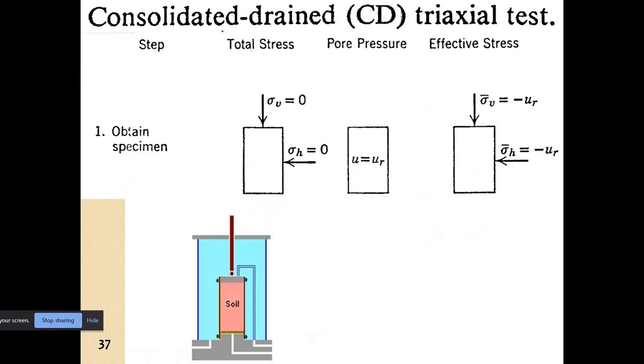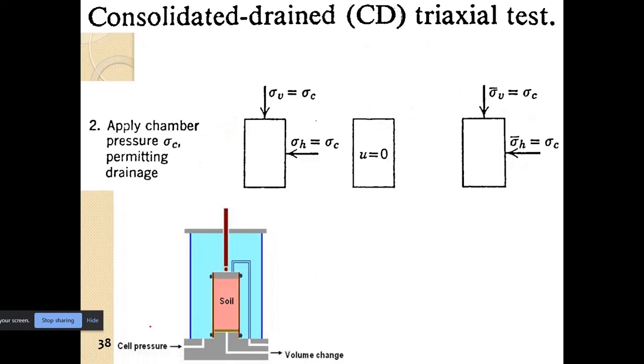Now, in the consolidated drained triaxial test, as before, we again start with obtaining the sample. There will be some residual pore water pressure. So this is the effective stress state. We put the sample in the triaxial cell and we apply the cell pressure. While applying cell pressure, we allow the volume change. So the excess pore water pressure is equal to 0.